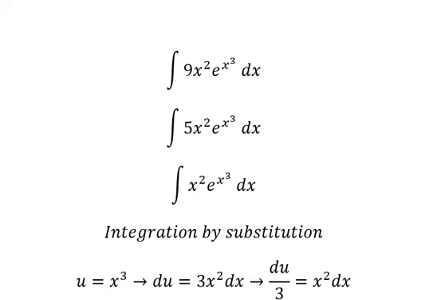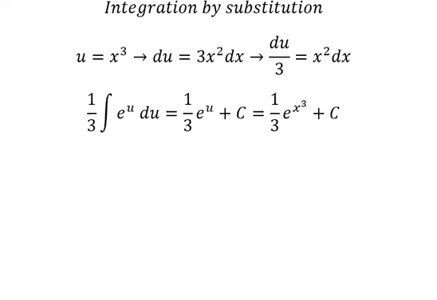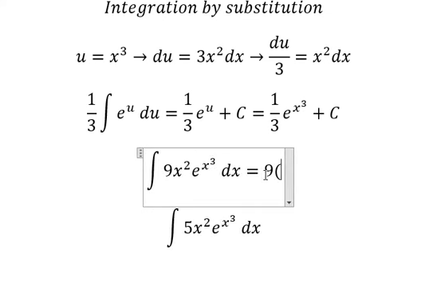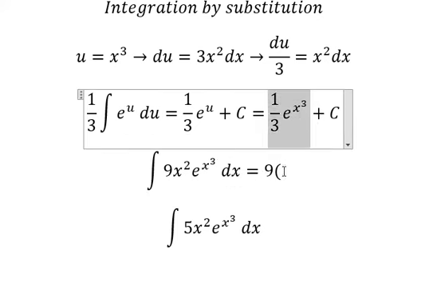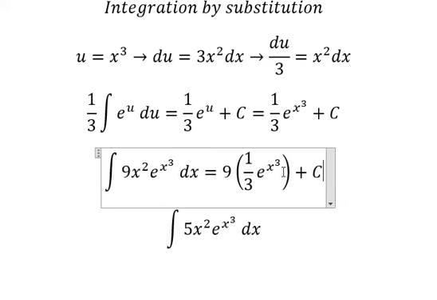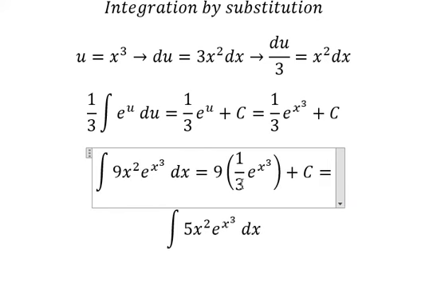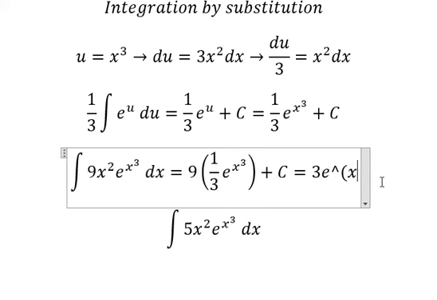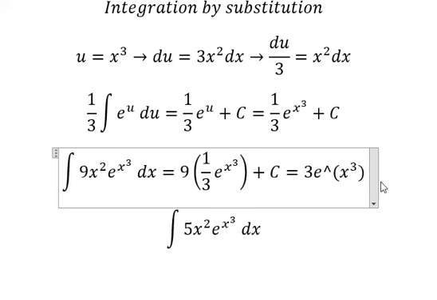Now we go back in here. So this integration is this one in here. So we can put 9 multiplied by this one. 9 divided by 3, you get 3e to the power of s to the power of 3.